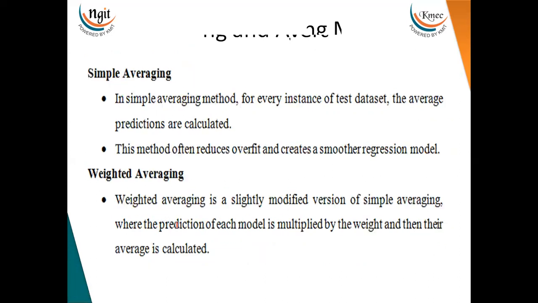Now in averaging, there are two types. One is simple averaging, in which, suppose you have 4 models, then you simply add P1 to P4 and divide it by 4. That is known as simple averaging, and generally it is used for regression in which overfitting is reduced. The next one, very important, is weighted averaging.